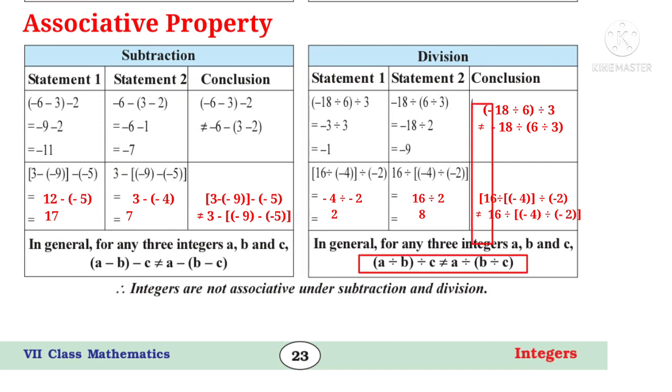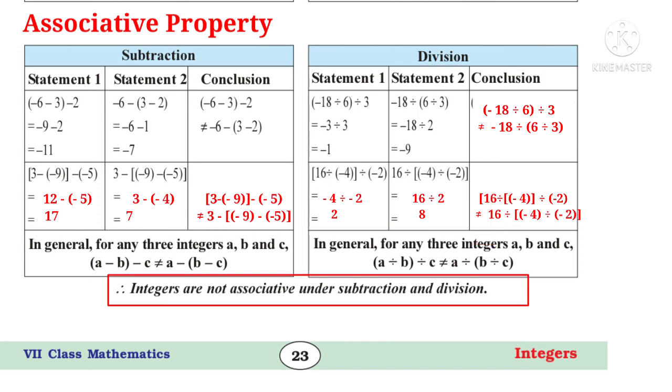So in general, for any three integers a, b and c, we can say that (a divided by b) divided by c is not equal to a divided by (b divided by c). Therefore integers are not associative under subtraction and division.